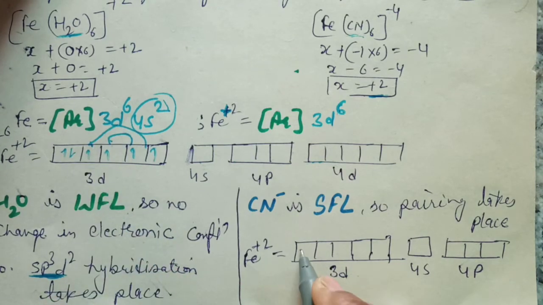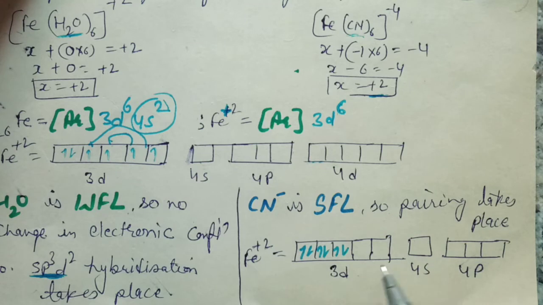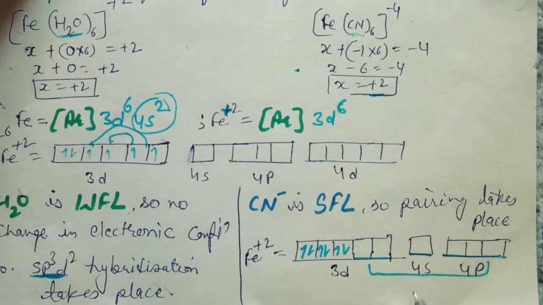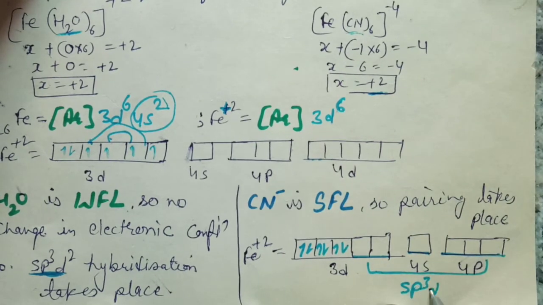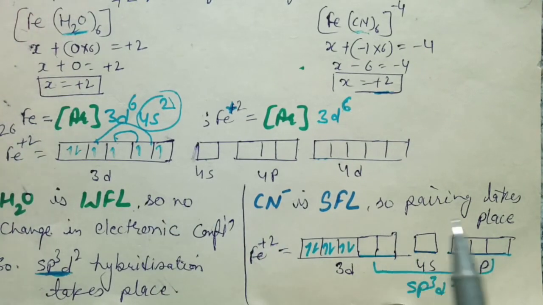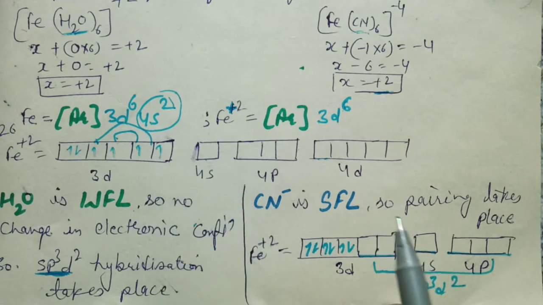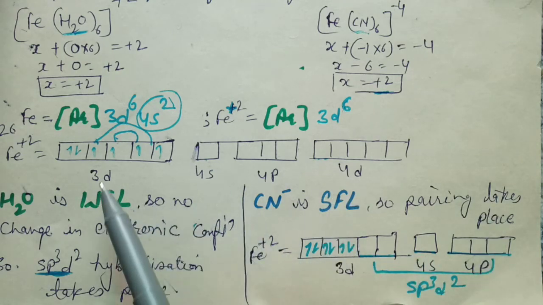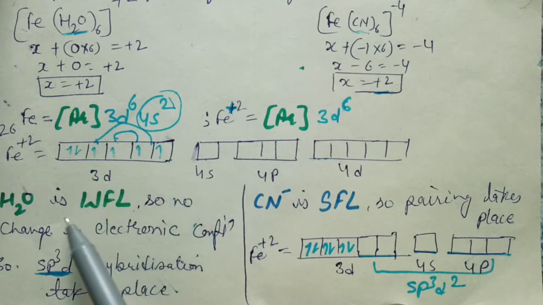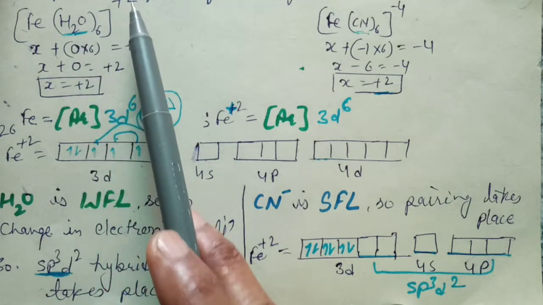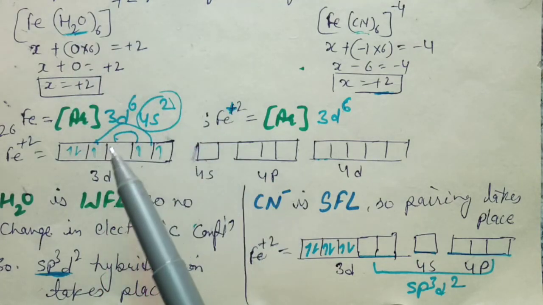Now the electron configuration will be as shown. Now 2 d orbitals, 1 s and 3 p orbitals will take part in hybridization, meaning d2sp3 hybridization will take place. Now you can explain each and every property of the compound. 6 ligands are present, meaning octahedral geometry is obtained for both. But there are 4 unpaired electrons in the presence of H2O. So this compound Fe(H2O)6 2+ will be paramagnetic and colored also.